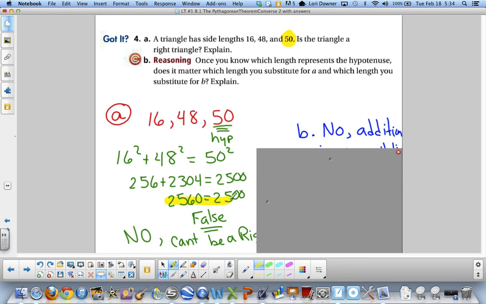And I see that I get 2,560 equal to 2,500. That's a false statement. So we cannot have a right triangle.